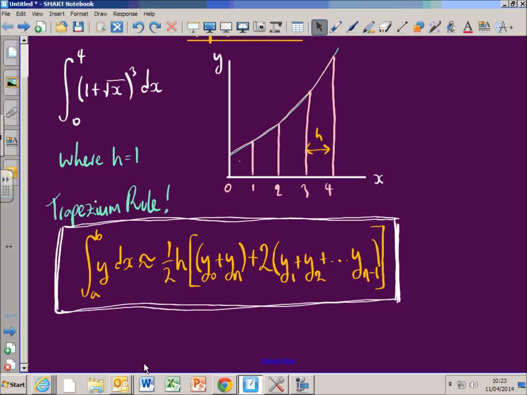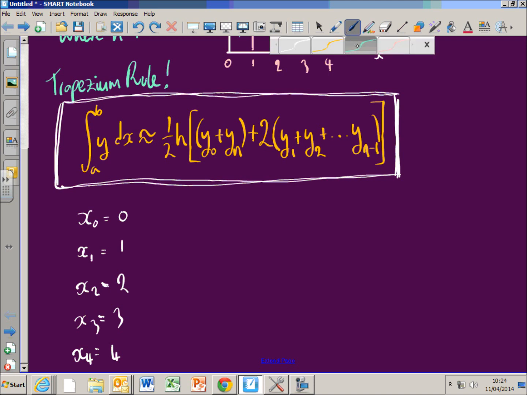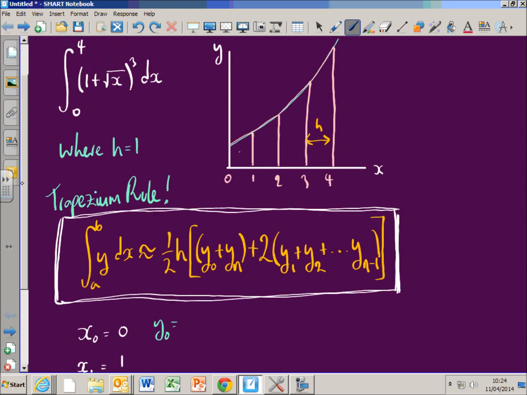Let's do ourselves a little table of x and y values that we're going to use. So the x values I'm going to write down like this. There's 4 strips, but that means there's 5 ordinates. The ordinates are x0, x1, x2, x3, and x4. If you look on the graph, these are just 0, 1, 2, 3, and 4. So I'll put those in. Those are the x values, and each one has a y value. So y0 is going to be the value when I sub in 0 into there. So I've got 1 cubed. Do you agree?